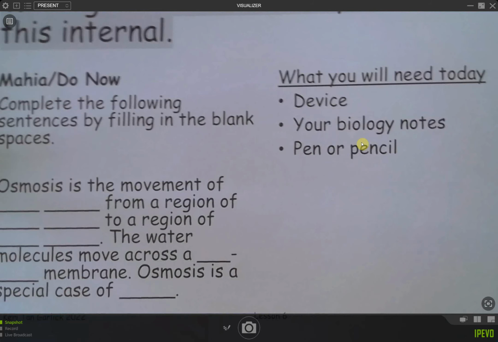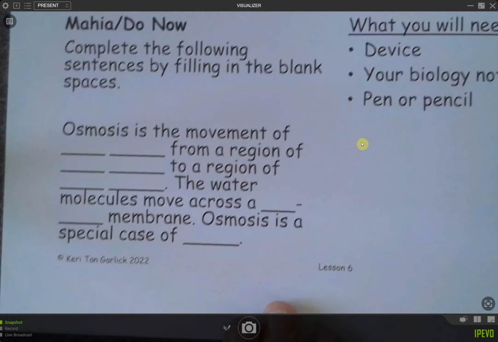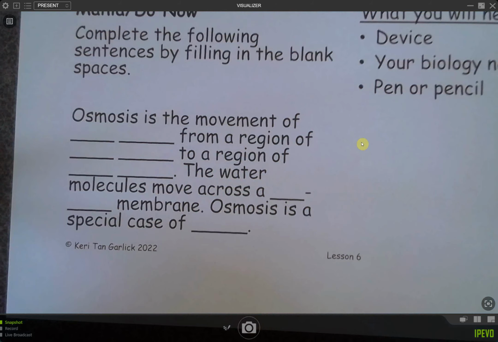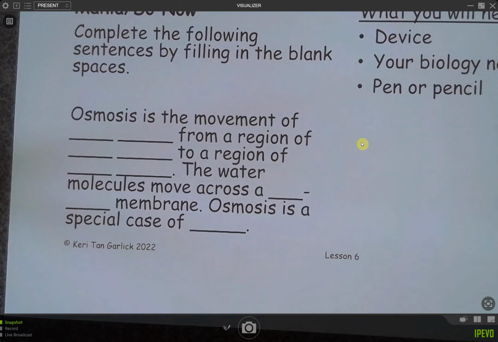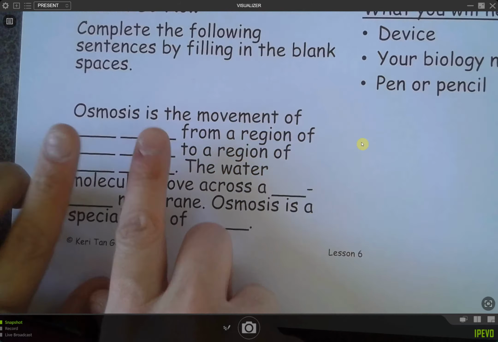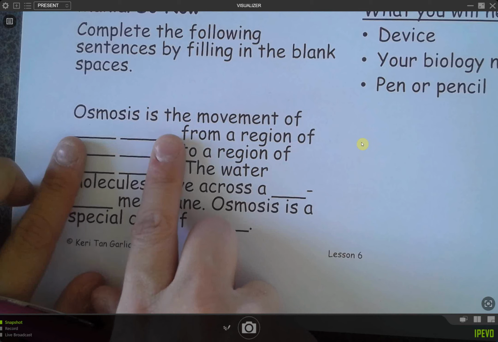So while we're looking at this, it's basically a fill in the blank. We have osmosis, which is one of the major themes in this topic. Can I get headphones out of ears? Make sure you're all listening. All right. Osmosis is the movement, and what I'm looking for is two words.